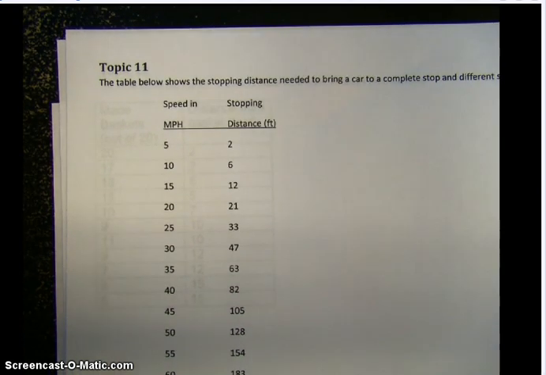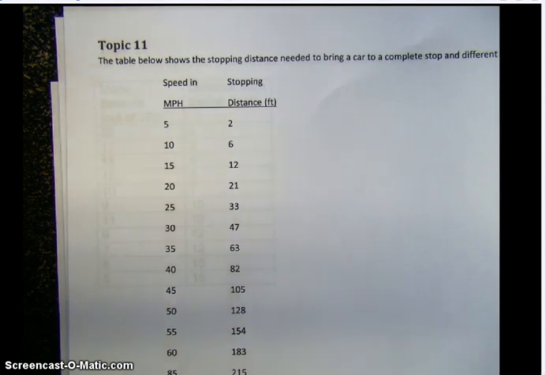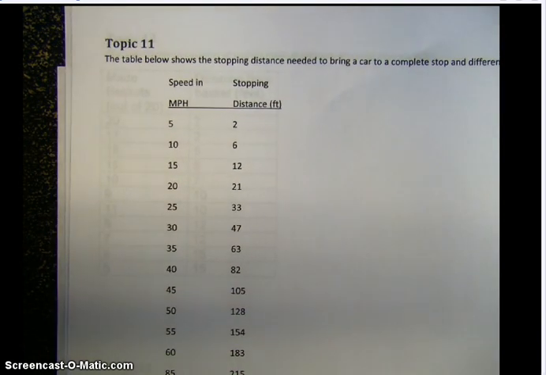Topic 11 is one of my favorites. It's looking at the speed in miles per hour versus the stopping distance of a car. So if you're going 10 miles an hour, you need 6 feet to stop. It's an interesting phenomenon. Now, it looks really long, but you don't actually have to plot all of those points. We can choose some for you to plot.